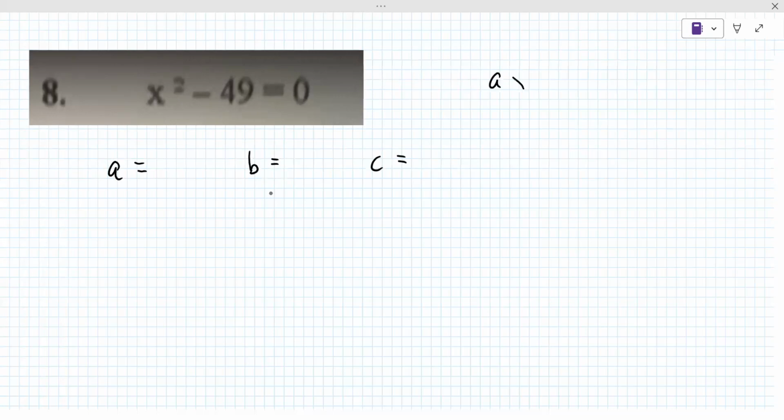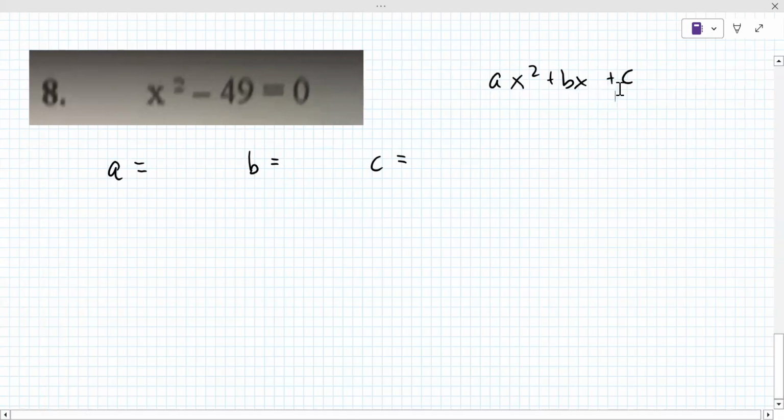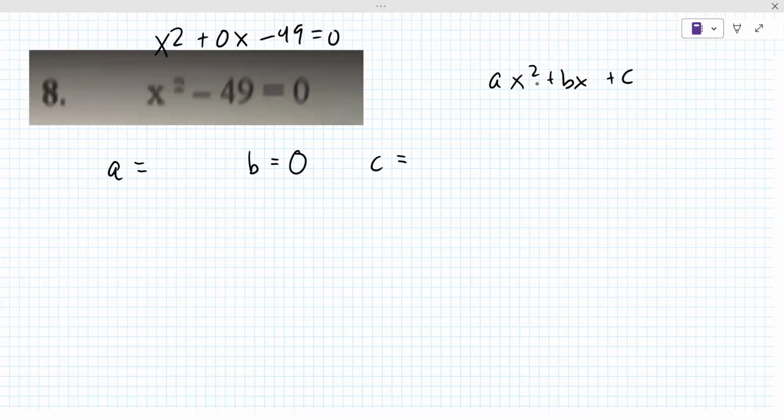So let me write it this way. Let's say it's ax squared plus bx plus c. C is always the number. Do you have a number here? Yes. But do you have an x only term? Not an x squared, just an x only. No. So the b is what's 0. Like if you were to rewrite this, it's x squared plus 0x minus 49 equals 0.